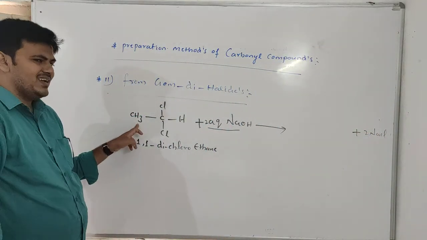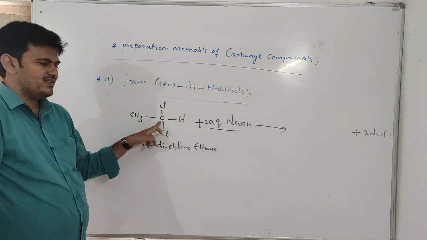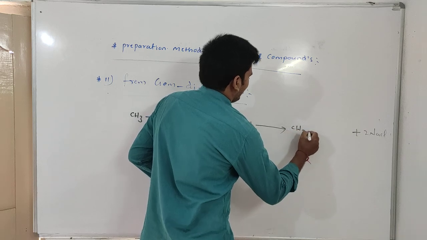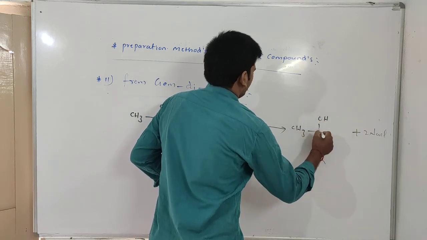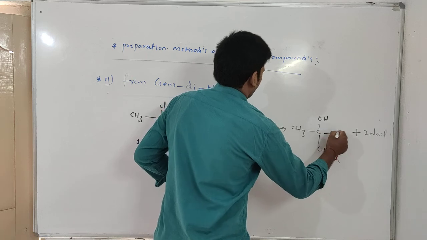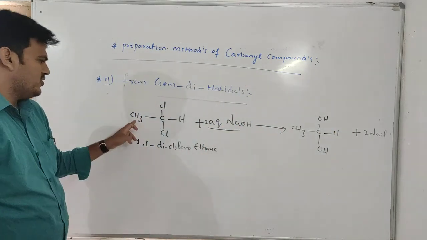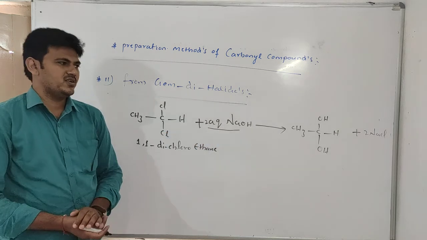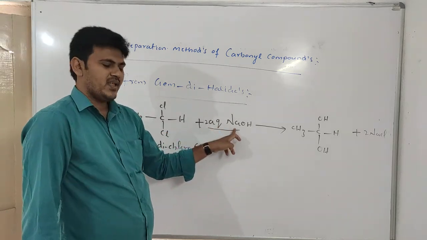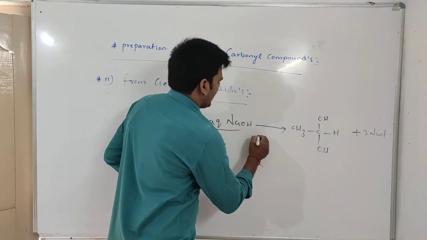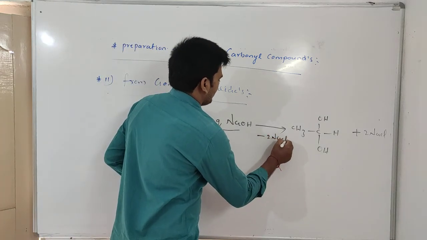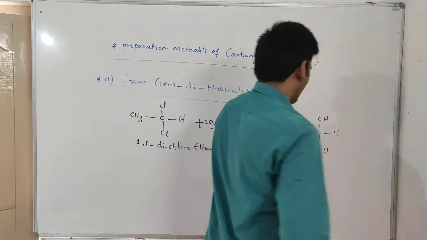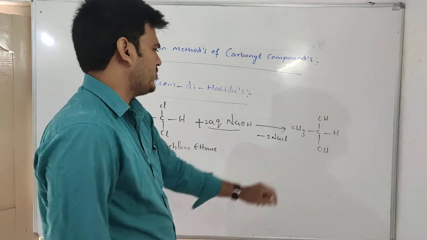And remaining answer is CH3, C, OH, H. So remaining answer is CH3, next C, OH, and hydrogen atom. Okay, so CH3, C, Cl, H plus 2 moles of aqueous NaOH. So very simple, 2 moles of sodium. Next 2 moles of chlorine. So removal of 2NaCl, 2 moles of sodium chloride, and remaining answer is CH3, CH, next OH.